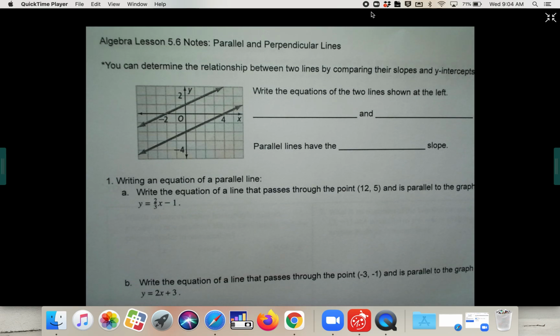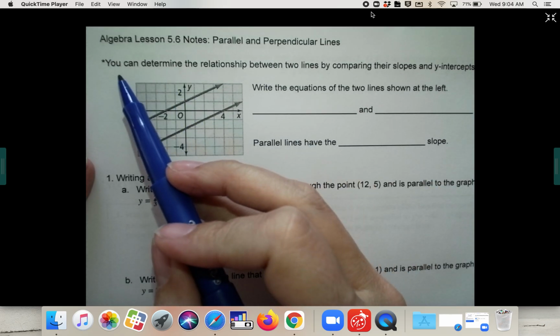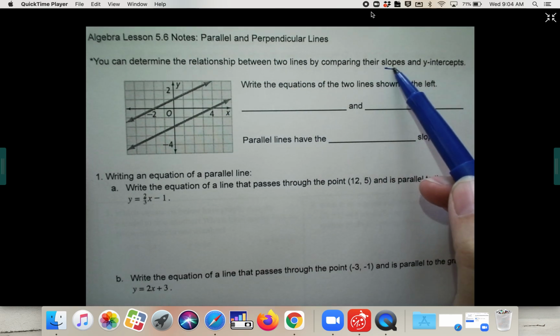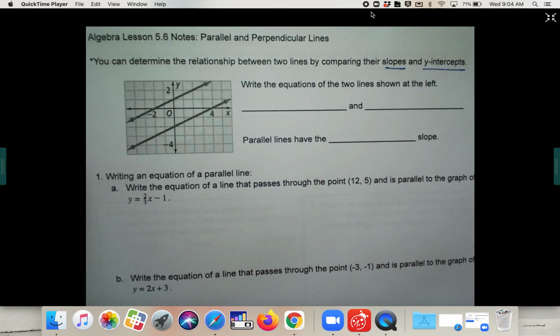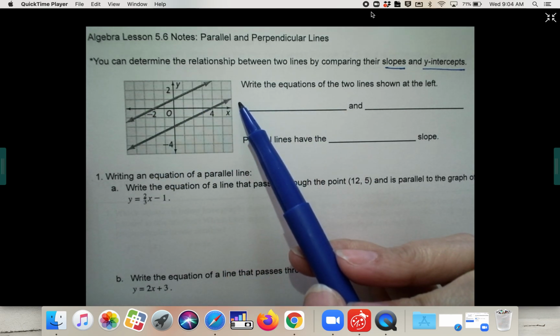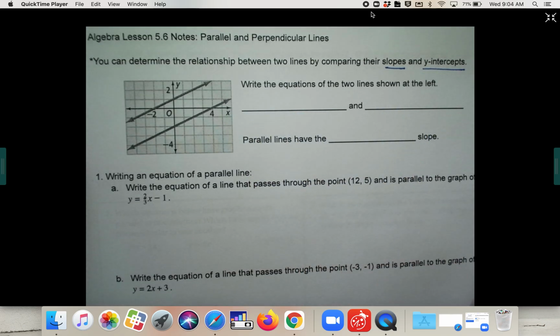All right, this is your algebra notes for lesson 5.6 over parallel and perpendicular lines. First of all, you can determine the relationship between two lines by comparing their slopes and their y-intercepts. So let's start by looking at the equations of these two lines that are shown at the left, let's look at the graphs and let's write their equations.